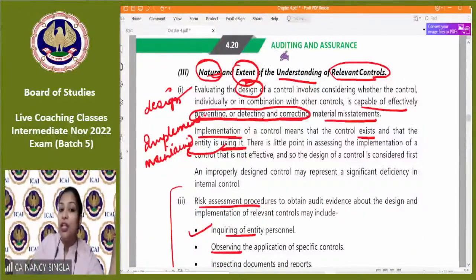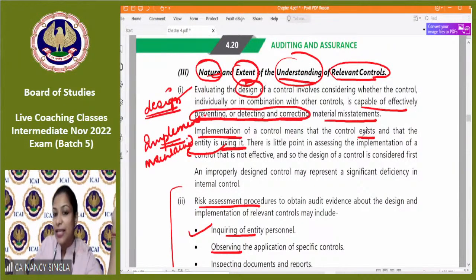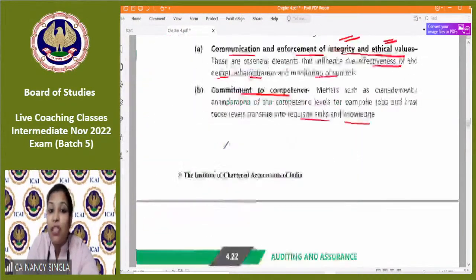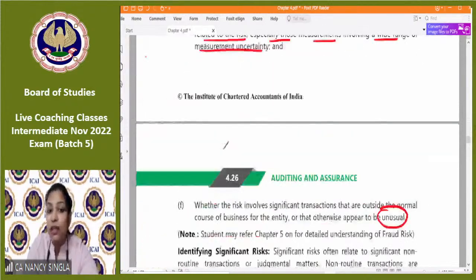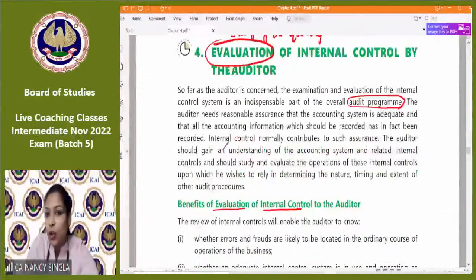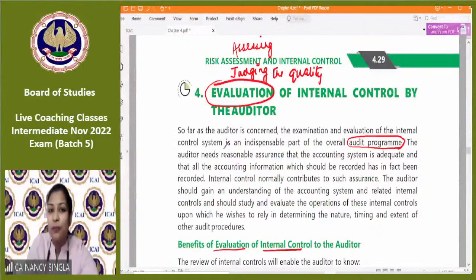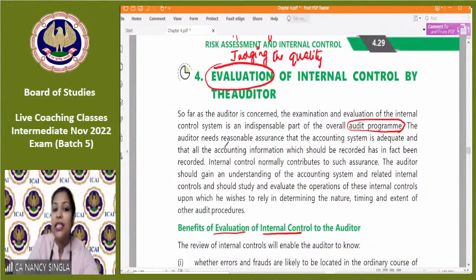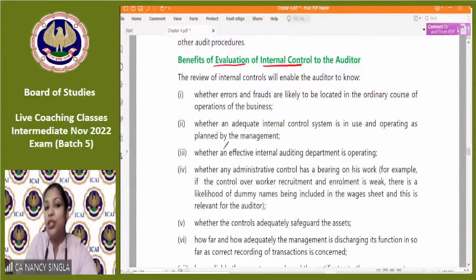Nature and extent of understanding of relevant control. क्या क्या समझा था? Design, implementation. कि कंट्रोल एग्जिस्ट करता है ना, यूज तो हो रहा है ना, अभी तक we have understood that. Now evaluation, उसकी क्वालिटी भी तो देखनी है ना. कंट्रोल तो बहुत लगा रखी है, but the quality is not good. Then can the auditor rely on such control? No. ठीक है? So that is why the benefits of evaluation of internal control to the auditor.